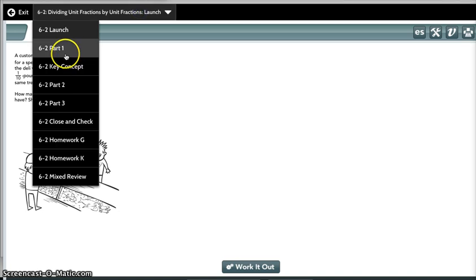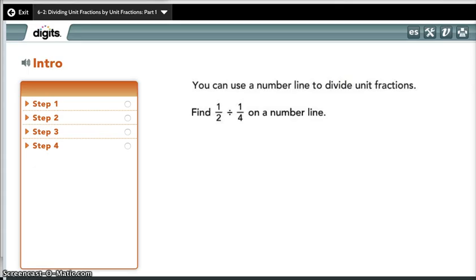Let's go ahead and jump to part 1 to see what else we need to learn this lesson. All right, in part 1, we're going to be using a number line to divide fractions. And this isn't the process we're going to use to solve and divide fractions in general, but it is important to learn and to see visually why we get the answers that we get.